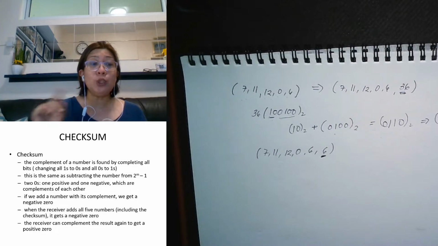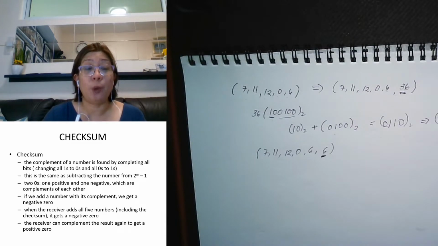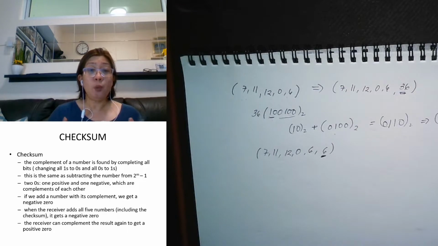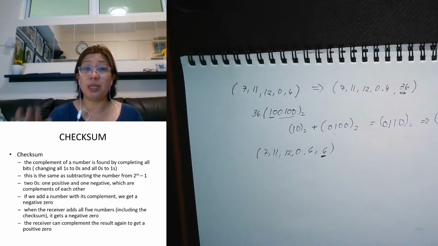Okay, so also in one's complement arithmetic, there are two zeros. We are considering two zeros, one positive and one negative, which are complements of each other. When we say positive 0, all m bits are set to 0. Everything that you see is set to 0. While when we say negative 0, it means all bits are set to 1.